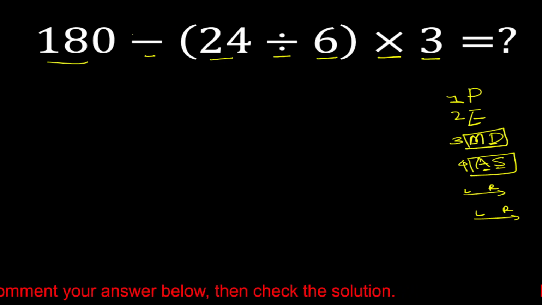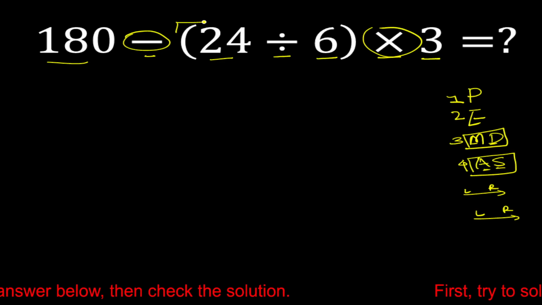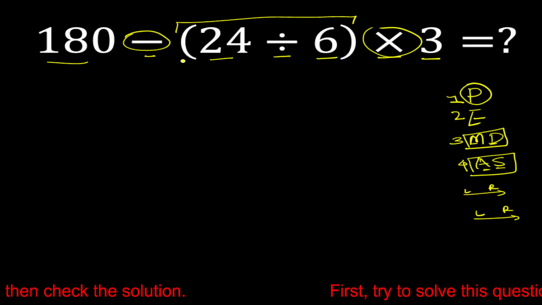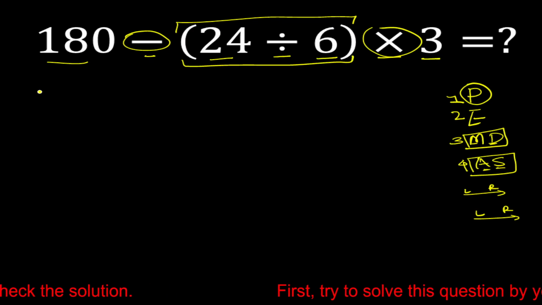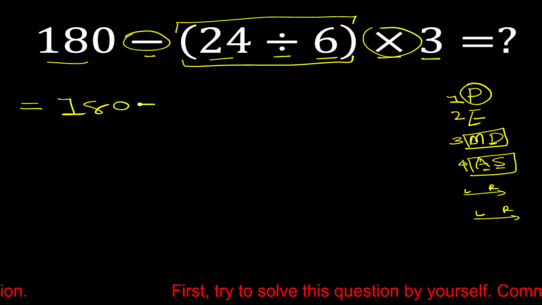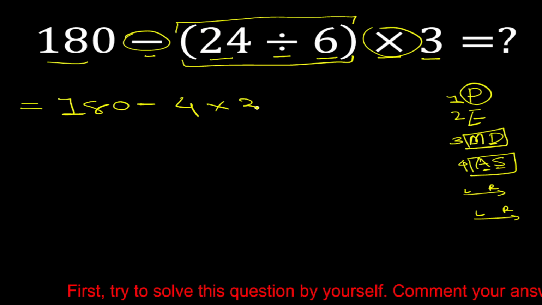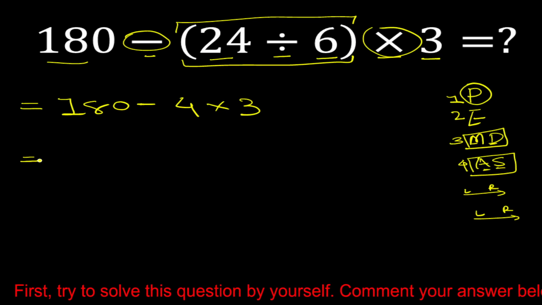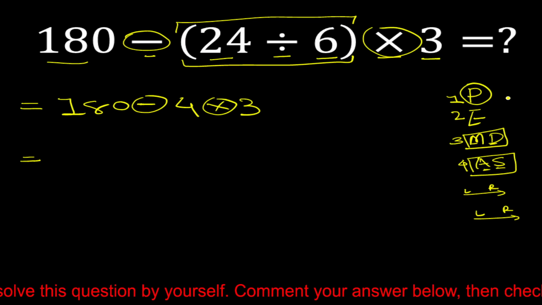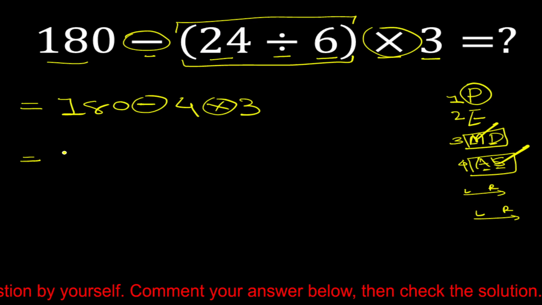So in this question, we have one subtraction, one multiplication and one parenthesis, okay? According to the PEMDAS rule, first we have to solve the parenthesis. So 180 minus, 24 divided by 6 is equal to 4, multiply 3. Now here is subtraction and here is multiplication. According to the PEMDAS rule, first we have to solve multiplication, then we have to solve subtraction, okay?